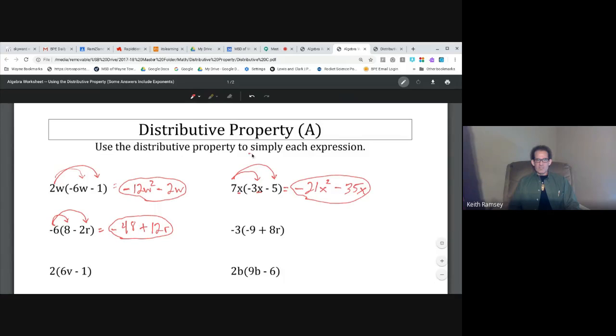Always look in your directions. If it says simplify each expression, that means that you're going to have some that don't have like terms, where you just have to leave them as an equation.